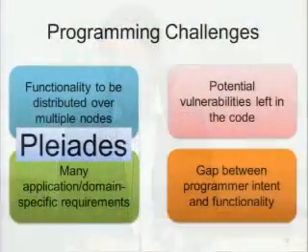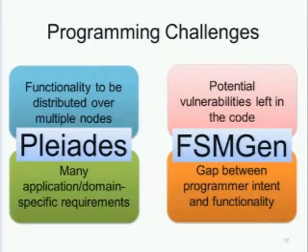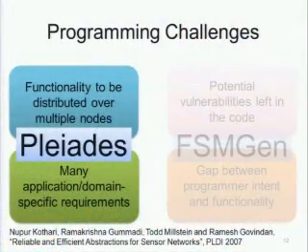So I've tried to address these challenges in my work. I've built Pleiades, which is a programming framework that distributes functionality over multiple nodes and that also handles many application and domain-specific requirements. Secondly, I have built FSMGen, which is a tool to extract high-level finite state machines from TinyOS programs. These finite state machines can help in detecting potential vulnerabilities in the code and can also help in determining what the differences are between actual functionality versus intended functionality. First, I'm going to talk about Pleiades.